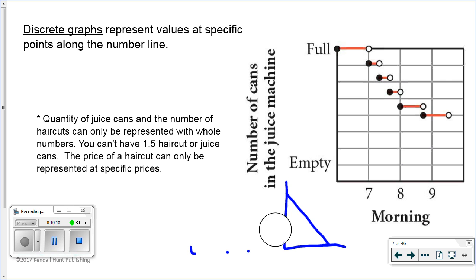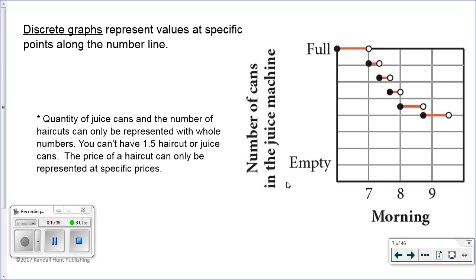But should we actually be connecting the dots in those two graphs? So make sure to write this down. Discrete graphs represent values at specific points along the number line. These two scenarios that we've done so far should actually be represented with discrete graphs.